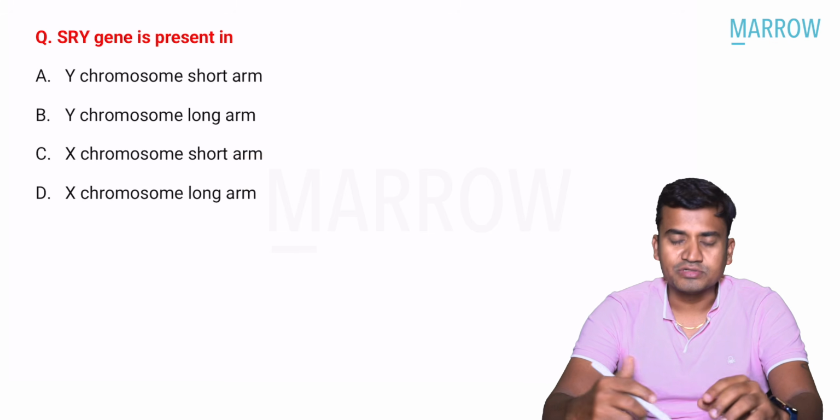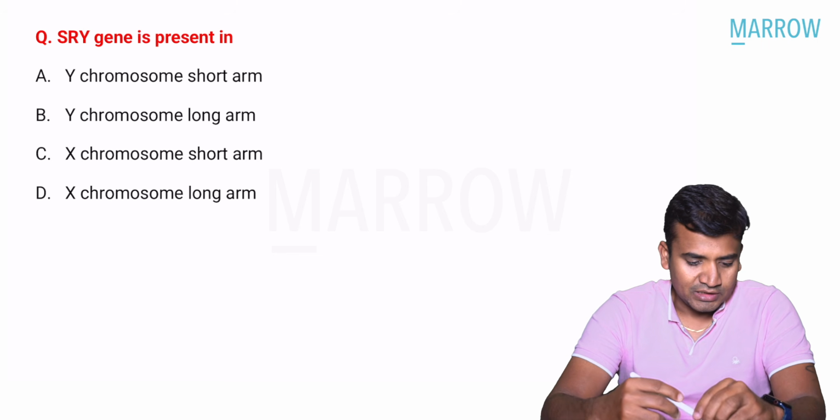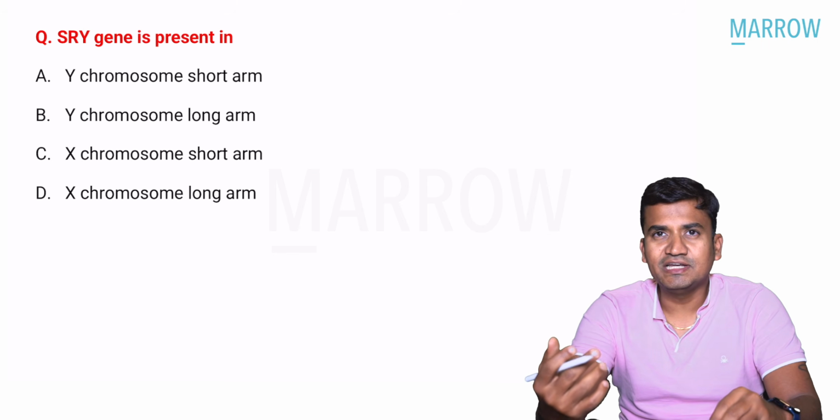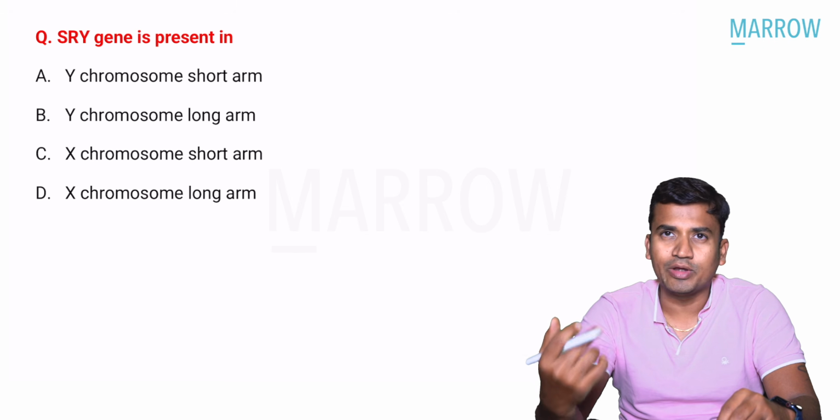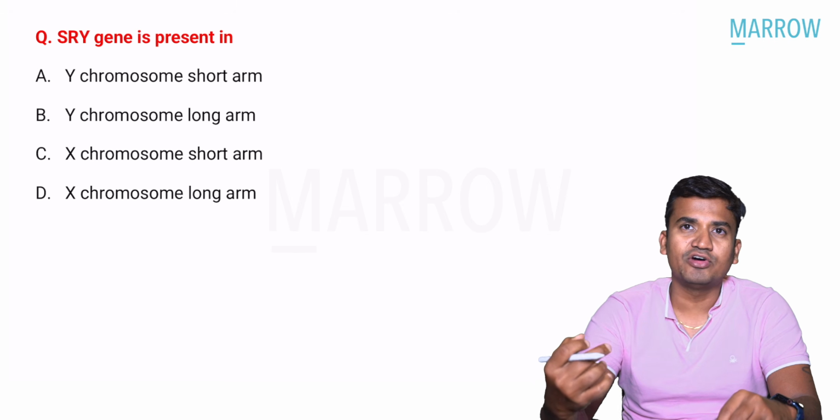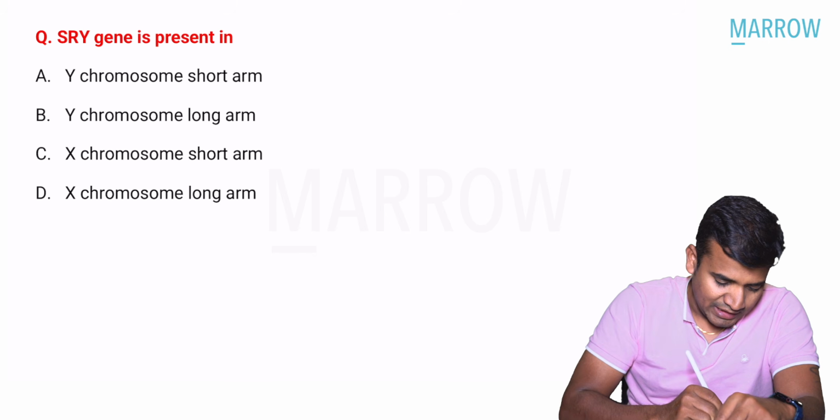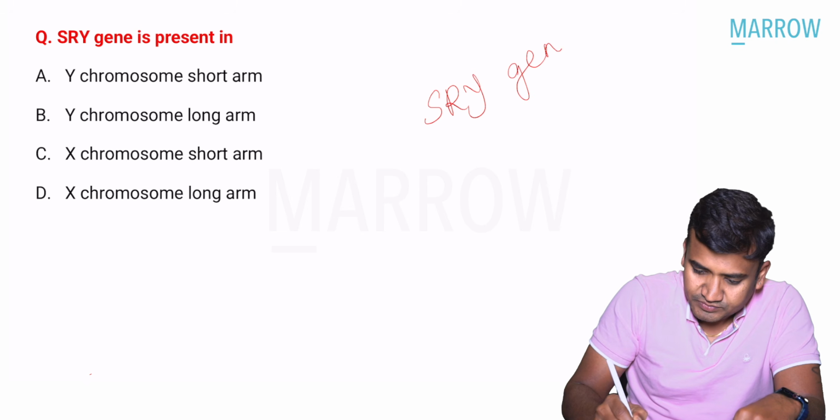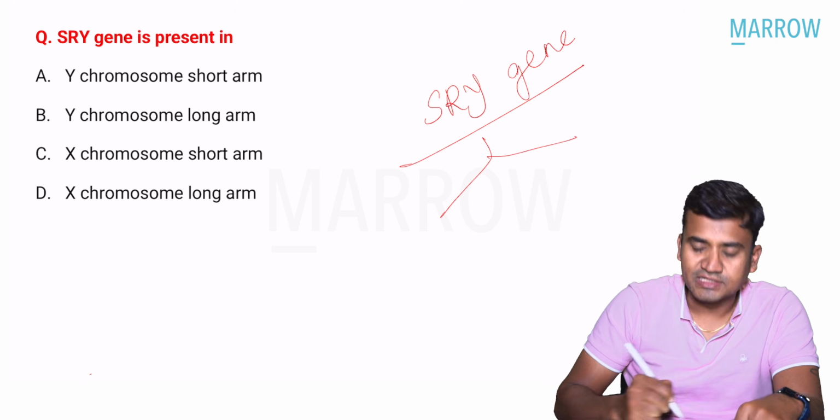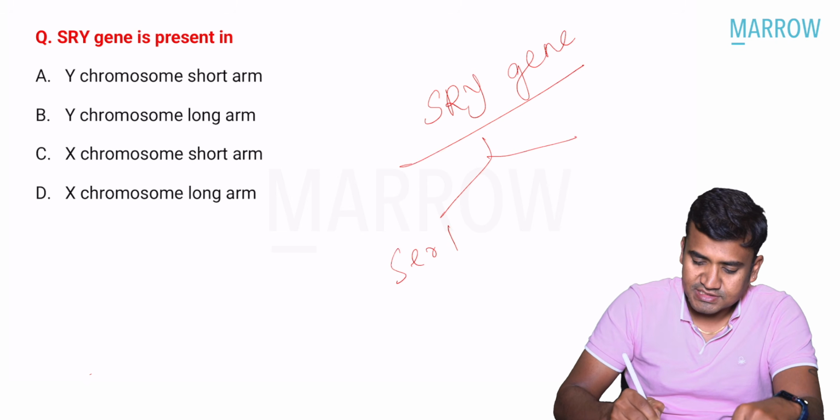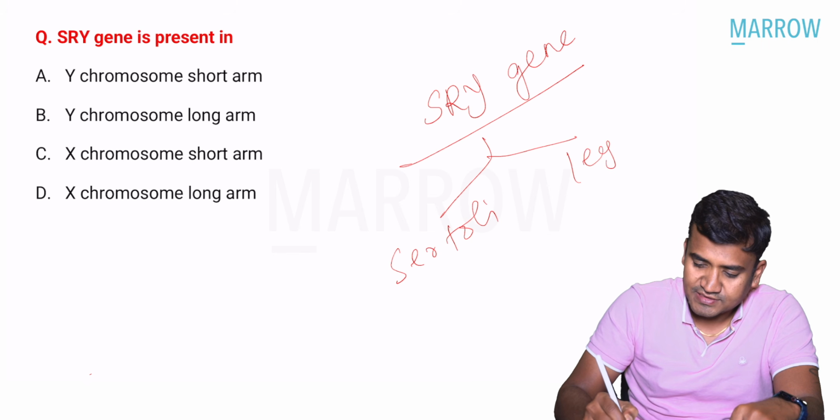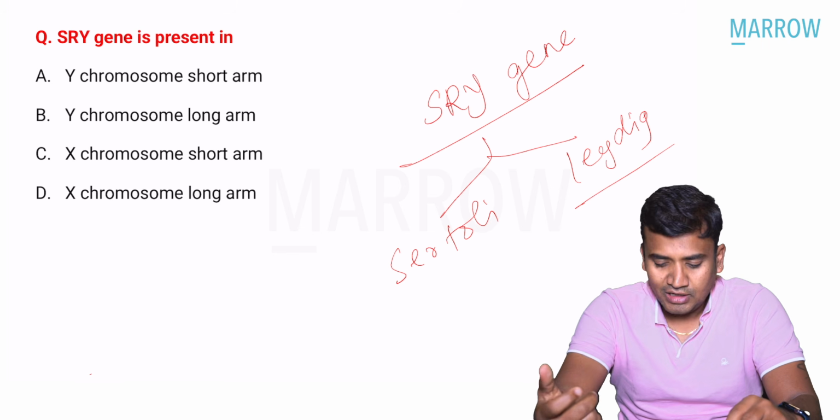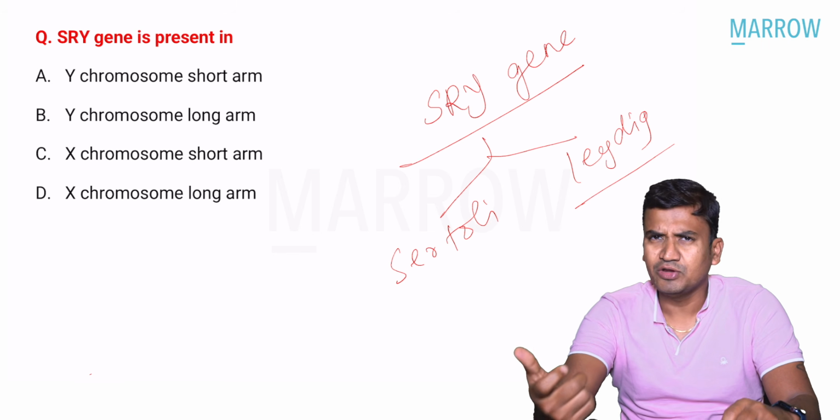Now we got one question from embryology. The SRY gene location was asked. SRY gene is the sex determining region in the Y chromosome, the gene for male development. And I hope you know that the SRY gene stimulates two cells, the Sertoli cells and the Leydig cells. The interstitial cells of Leydig secrete testosterone, and the Sertoli cells secrete MIF. I hope you know that.